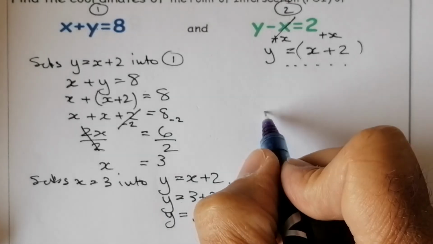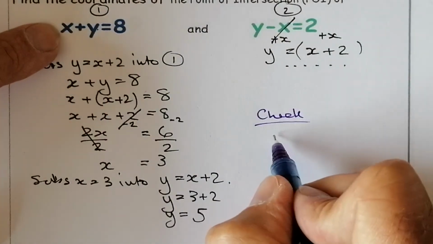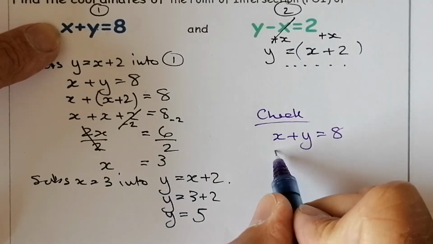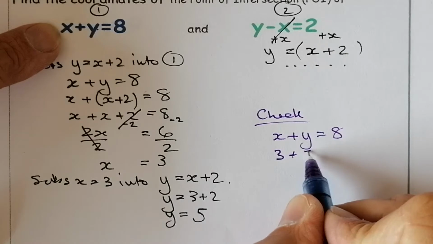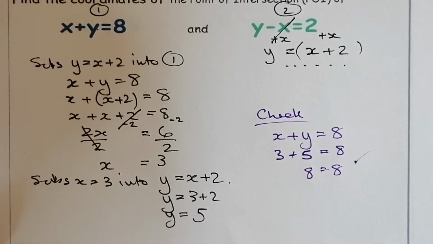I'm going to just do a check. I can do a mental check if I want. I'm going to use this one here. So I'm using x plus y equals 8. So if I put the x value in, I put the y value in, and that equals 8. Well, I can see that 8 equals 8, and I know I've got it right.